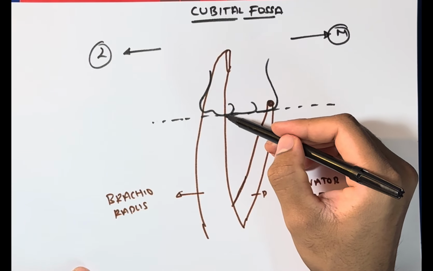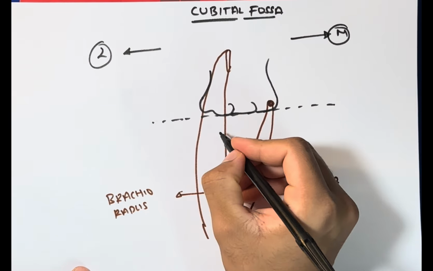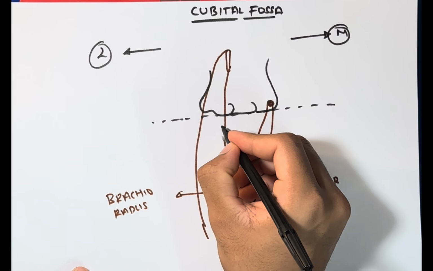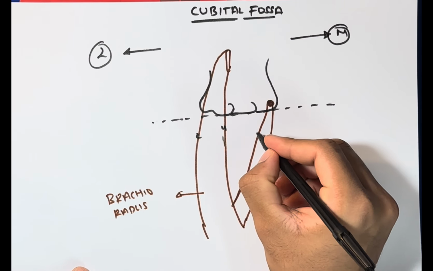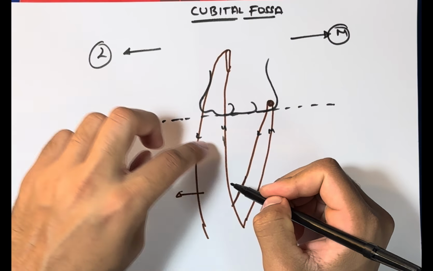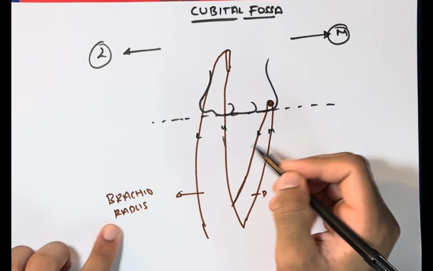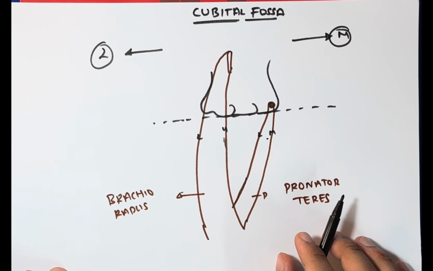On the lateral side, you have the medial border of the brachioradialis. So this is your medial border, and this is your lateral border. So on the lateral side, you have a medial border of your brachioradialis. On the medial side, you have your lateral border of pronator teres. That's all. Simple. You're done with your lateral and medial.